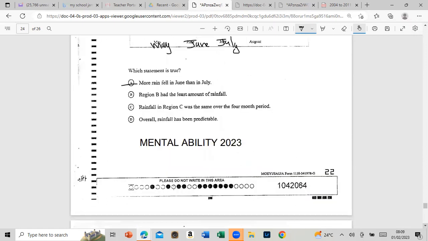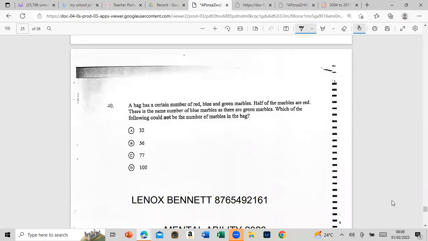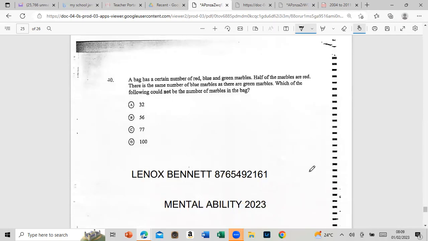Alright. This will be the final one. A bag has a certain number of red, blue, and green marbles. Half of the marbles are red. There is the same amount of blue marbles as green marbles. Which of the following could not be the number of marbles in the bag? Alright, so let us see this one. Definitely this, it can't be an odd number.